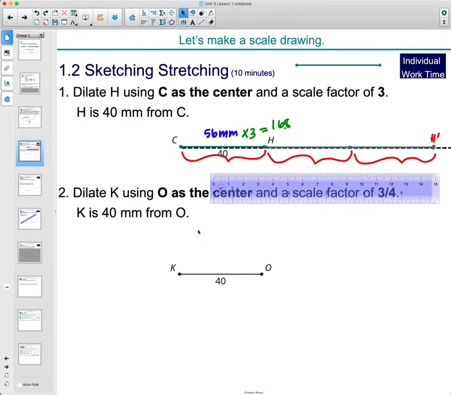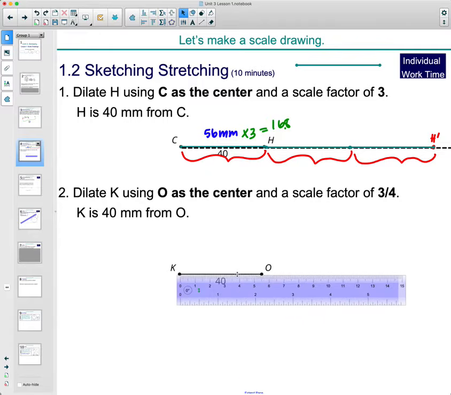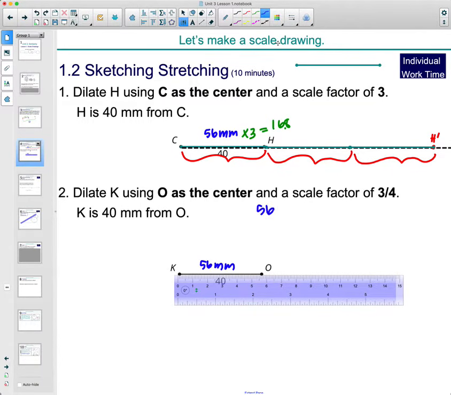So that's something you could have done in this second one. Again, measuring this segment. Again, 56 for me, different for you in your textbook. But this is 56 millimeters for me. And then I'm going to do 56 times a scale of 3/4. You could do 3 divided by 4 in your calculator to get 0.75. And actually multiply that out and you would get 42 millimeters.